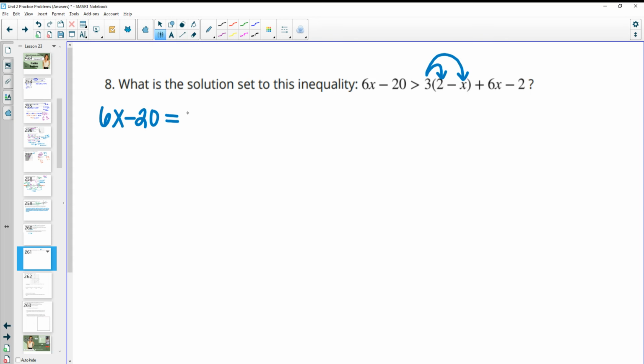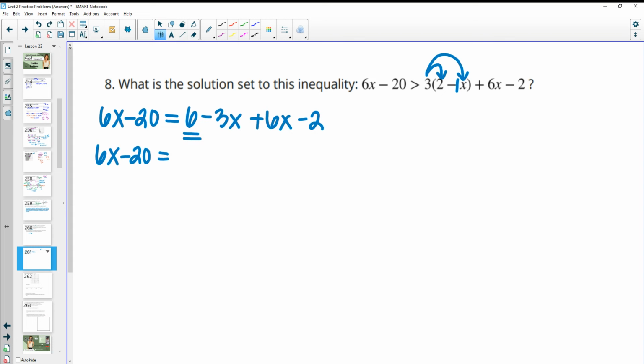So I need to distribute the 3 in. So 3 times 2 is 6. And then 3 times negative 1x is negative 3x. And then we still have the plus 6x and the minus 2. So I'll write this part down, and then I'm going to combine like terms over here.